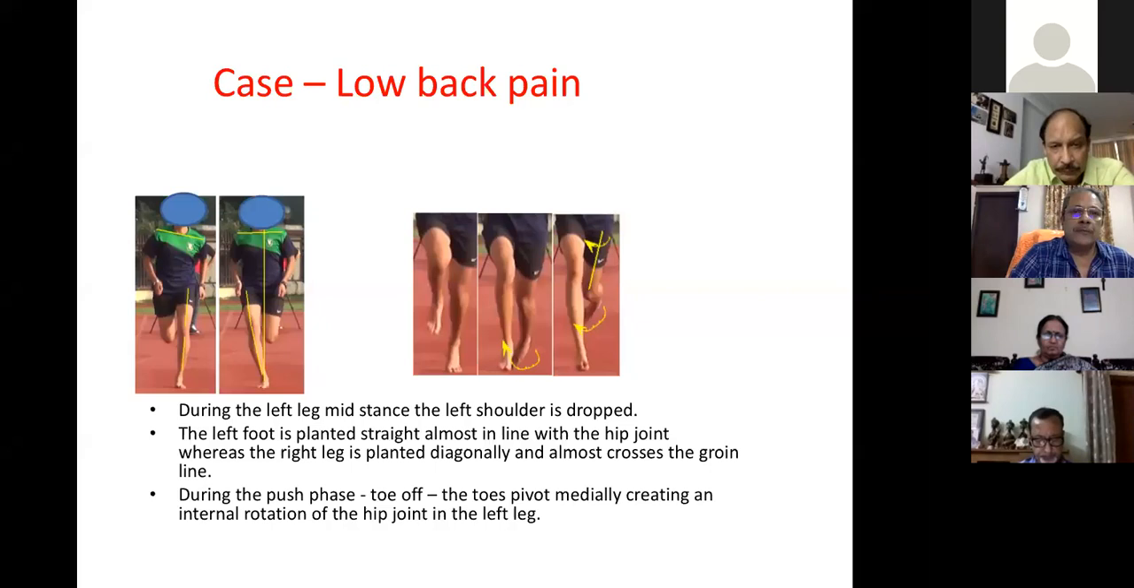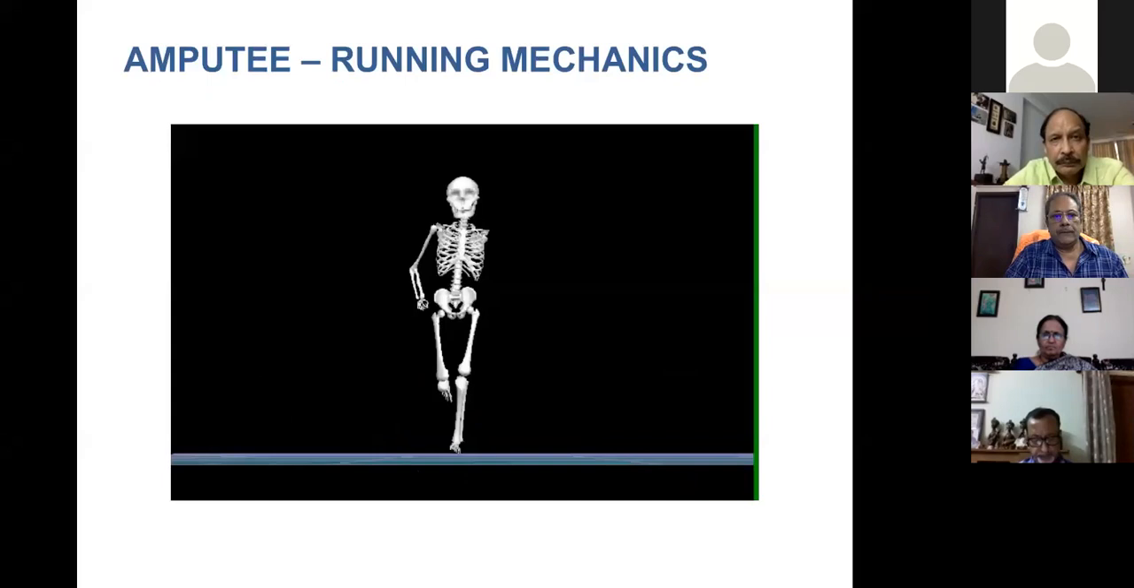Sometimes what happens is, I gave you an example of the hockey stick. Here, the parent had bought a longer shoe for this child. That's the reason this athlete was getting this kind of problem. Okay, so I'll just skip this.